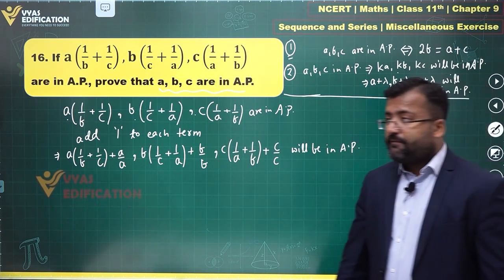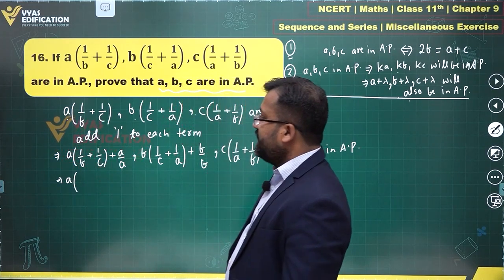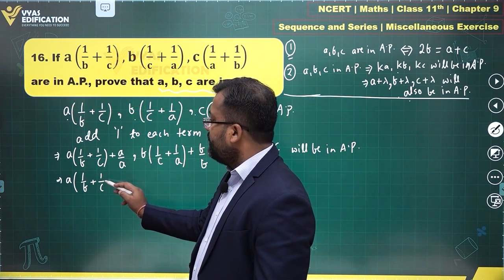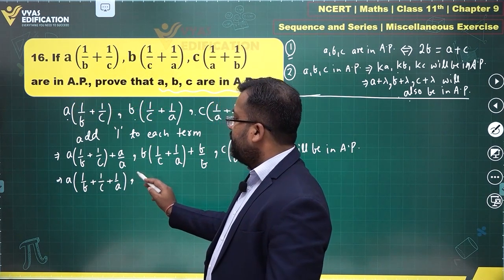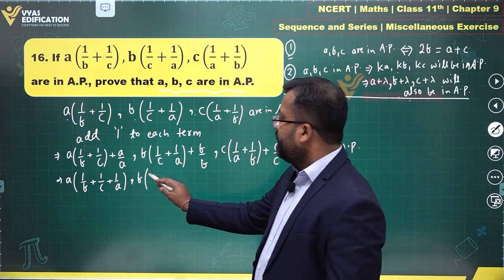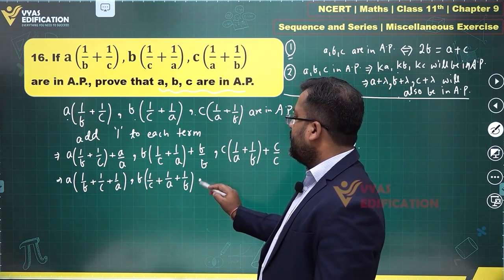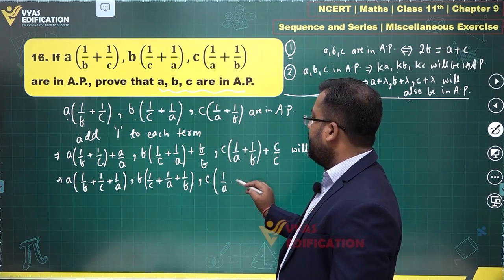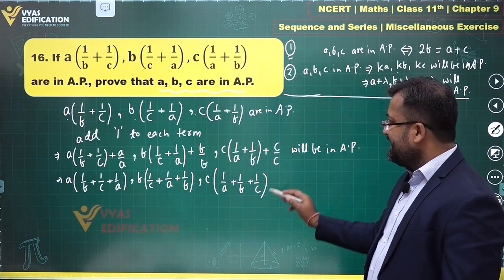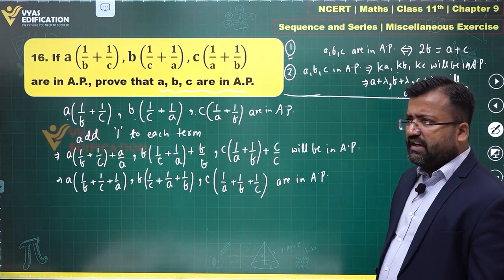Yes or no? Yes. Can I take out A common from all these terms? Yes. What do I have? I have 1 upon B plus 1 upon C plus 1 upon A, comma B is okay. What do I have? 1 upon C plus 1 upon A plus 1 upon B, comma C is also okay. I have 1 upon A plus 1 upon B plus 1 upon C, and these are in AP. Yes, just simple analysis over there.